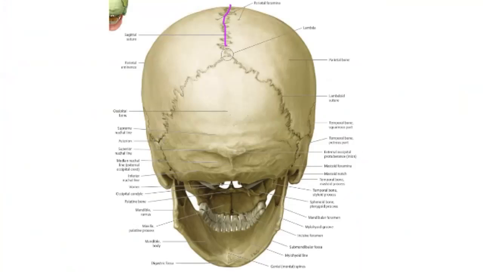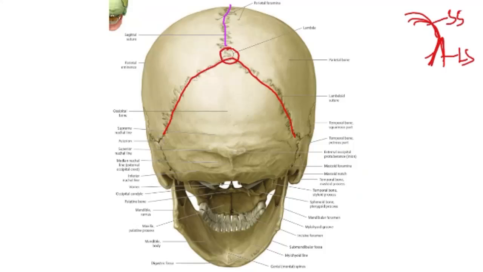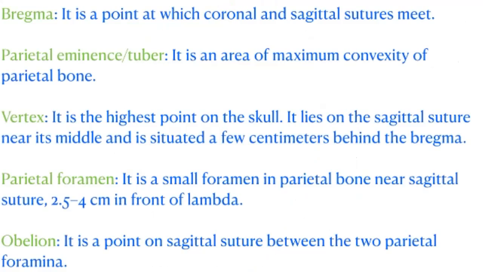This is the sagittal suture, and this one here is the lambdoid suture. Okay, so it's like lambda. This part is the sagittal suture, and this one is the lambdoid suture. The point where the sagittal suture and lambdoid suture meet is called lambda, right? So those are features, and there are other features, which are bregma. Bregma is the point at which the coronal and sagittal sutures meet, right?